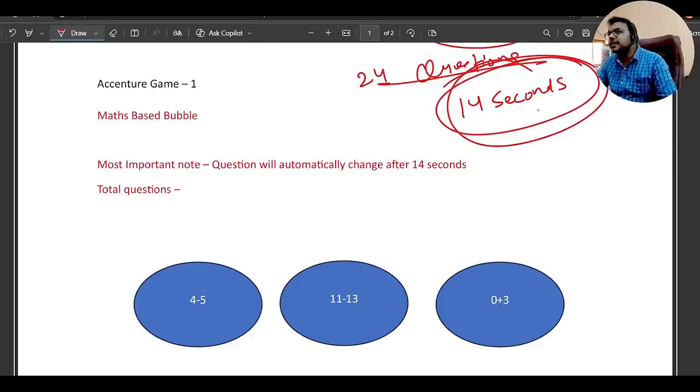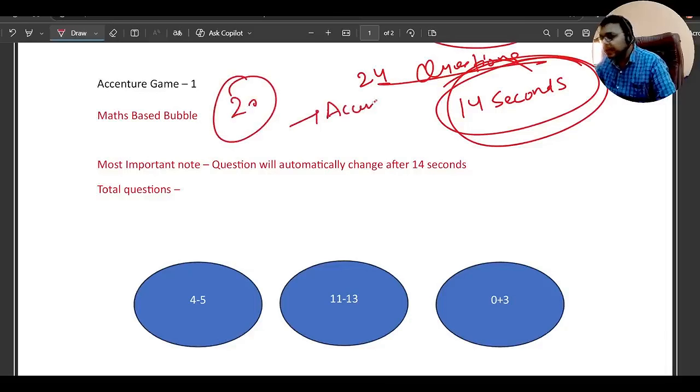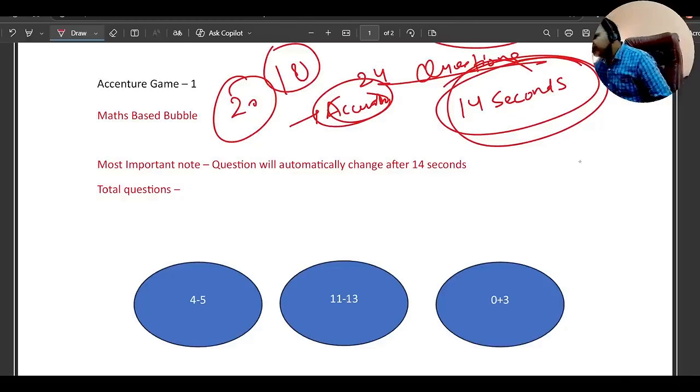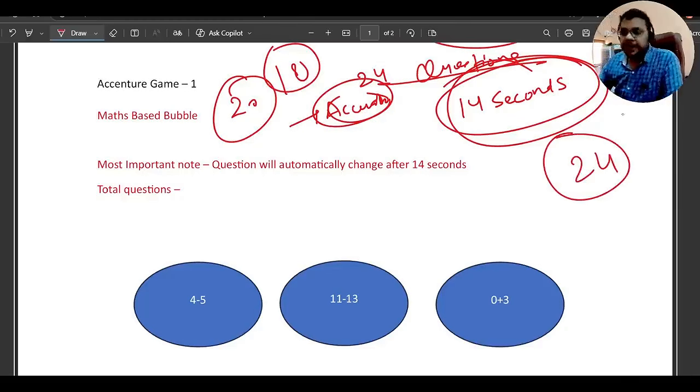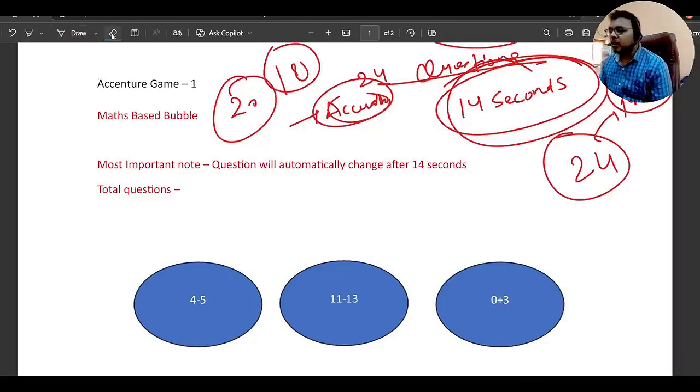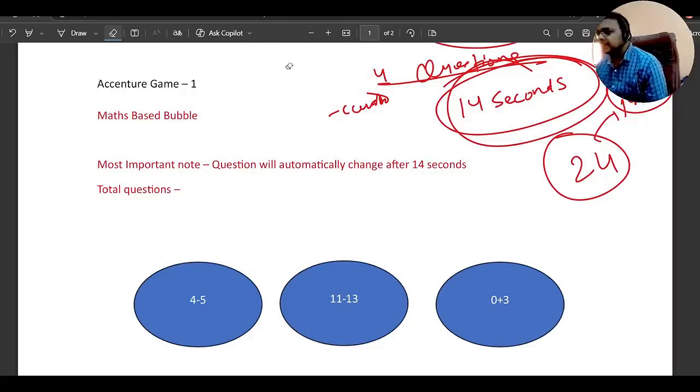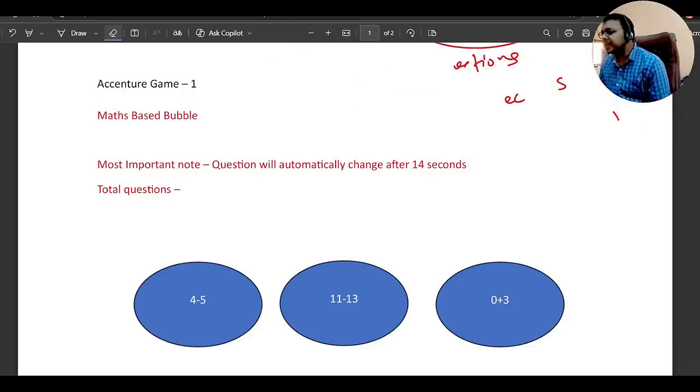What you need to do is solve at least 20 questions accurately, and if not 20, at least 18. So out of 24, make a target that at least 18 to 20 questions you solve accurately. The main catch I already told you: the timer is only 14 seconds. So basically in 14 seconds you need to do the calculation and solve it.